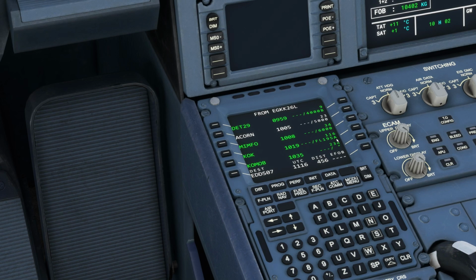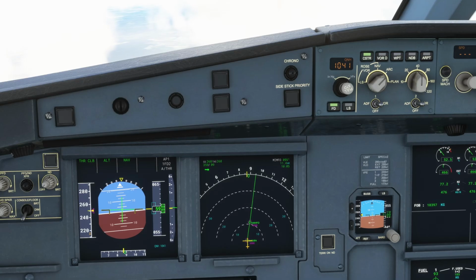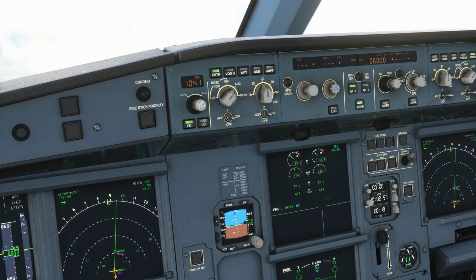Note the waypoint cock. There's also a restriction there. It's showing flight level 195 or 19,500 feet, but at the end there's an A. That A means above. Aircraft must be higher than 19,500 feet when crossing that point. Now passing Acorn and heading to MINFO.